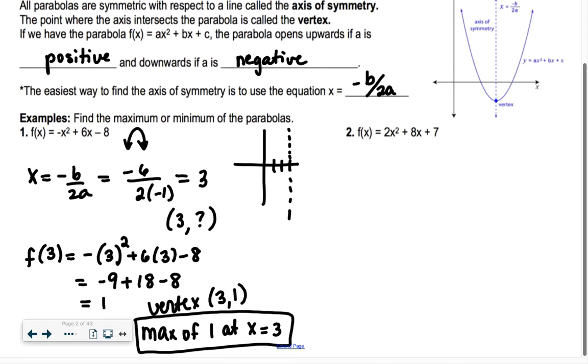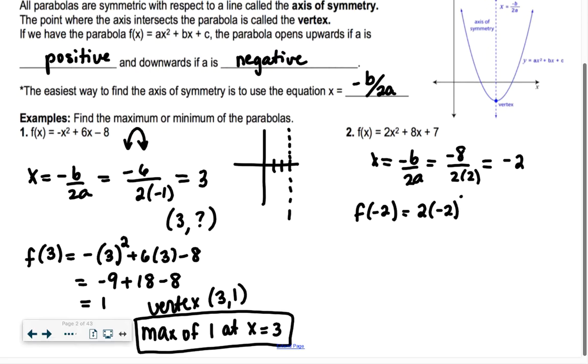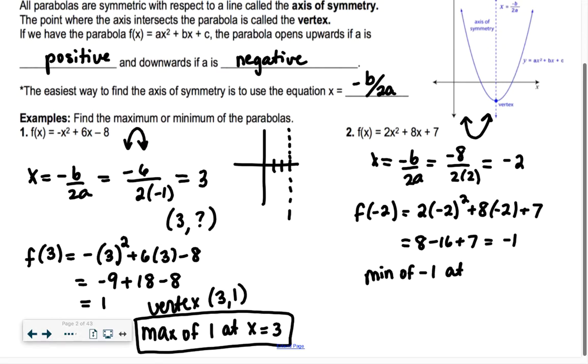All right, so same thing for this. We do x equals negative b over 2a. So we get negative 8 over 2 times 2. So negative 8 over 4 is negative 2. We plug in the negative 2. We do a lot of magic. And we get what? So let's see. We got 4 times 2, so 8 minus 16 plus 7. Negative 1. Okay, is that a max or a min? This one's an upward parabola, so there's a minimum. So we're going to say a minimum of negative 1 at x equals negative 2.